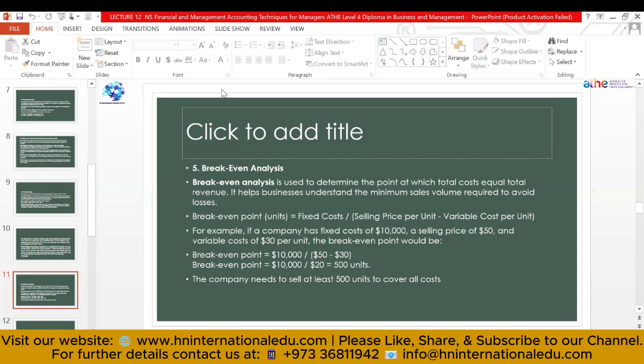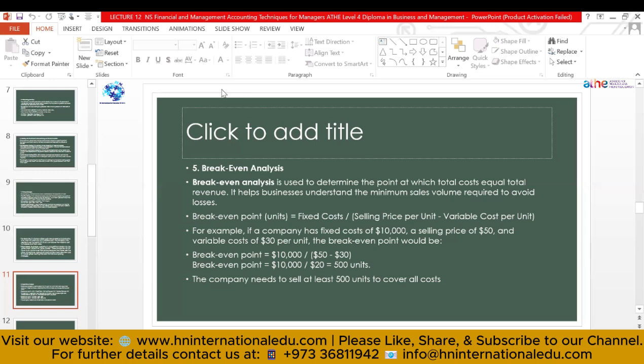The fifth point from your indicative content is break-even analysis. This is used to determine the point at which total cost equals total revenue. Total cost is the fixed cost plus the variable cost. Revenue is the complete sales revenue. It helps businesses understand the minimum sales volume required to avoid losses. It is mandatory to reach this point of sale so that we do not face a net loss.